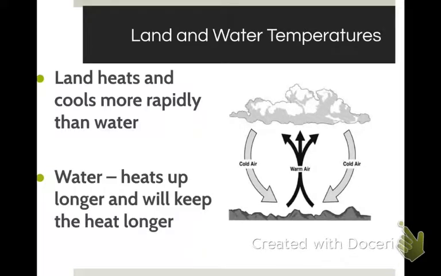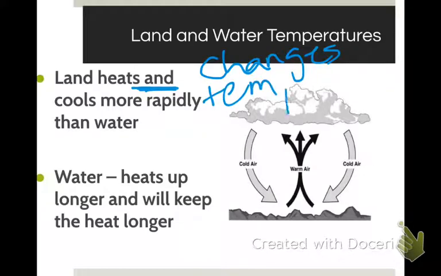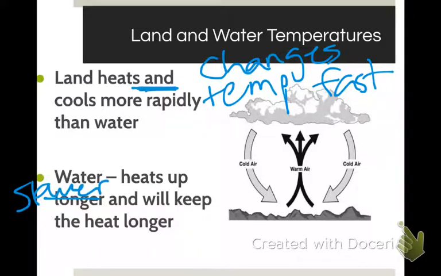And this is where you need to write that down. Land heats and cools more rapidly than water. For some reason, people get the fact that it heats faster, but they always start to lose the fact that it cools faster. So land heats and cools more rapidly than water, aka it changes temperatures fast. Water heats up slower, and it will keep the heat longer, meaning it cools slower.